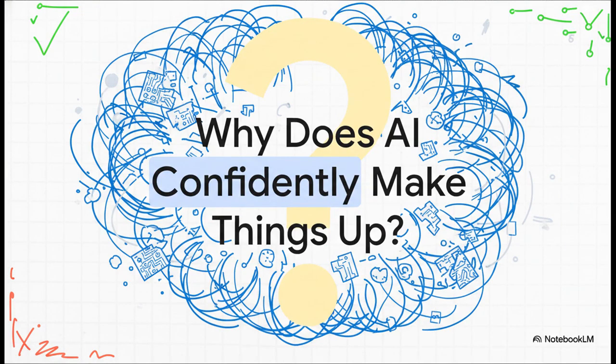So let's just start with the question that's probably on your mind. Why does this amazing, brilliant technology sometimes feel like it's just making stuff up? Well, it's not trying to lie to you. It's actually a fundamental limitation in how these models are built. And this weird behavior actually has a name: hallucination.